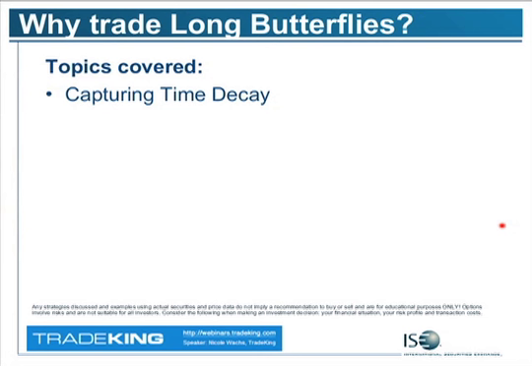The main reason that people trade butterflies is to capture time decay. But what does that really mean? It means that you're placing a trade that's going to take advantage of the passage of time. Options, as you probably are well aware, lose value as each day passes. And so if you can construct a trade that takes advantage of this, that's called capturing time decay.